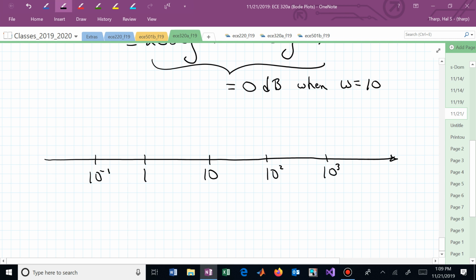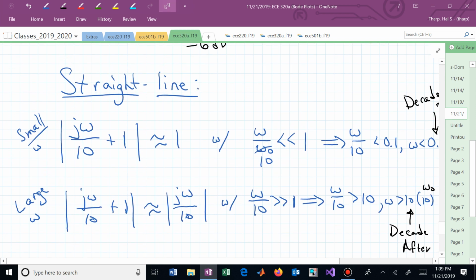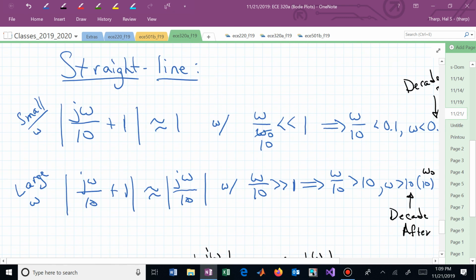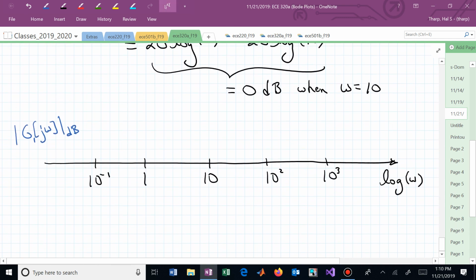Well, let's just label this as log of omega. And this is going to be our magnitude of G of j omega. This is 1 in dB. If I just plotted this pole factor, if I didn't worry about the constant piece, the 20 log of 1/2, how would I sketch that on this axis? How would I sketch the magnitude of G sub 1 of j omega in dB?